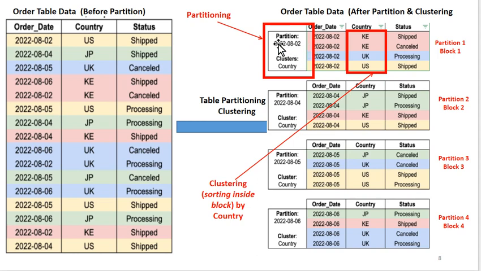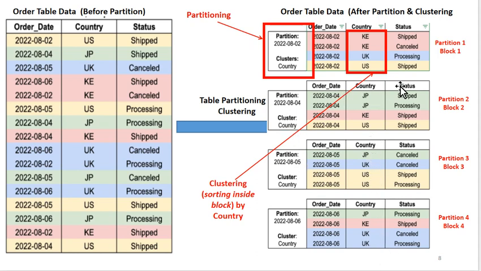So date is stored here, and it is clustered by the country. That means sorting is done on the column country. So you can see here it is sorted. This is called clustering. It is sorting. Here also it is sorting, here also sorting.